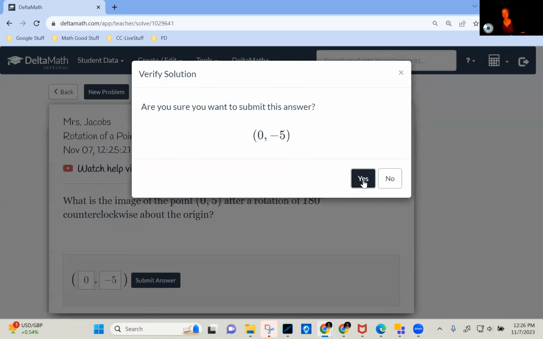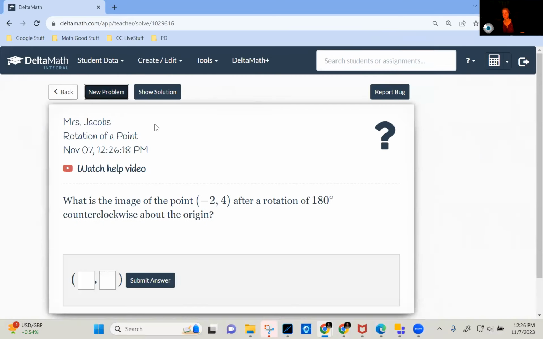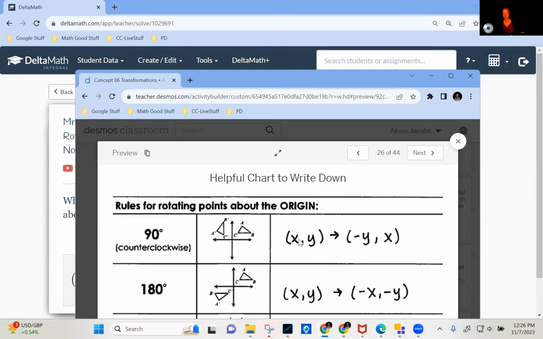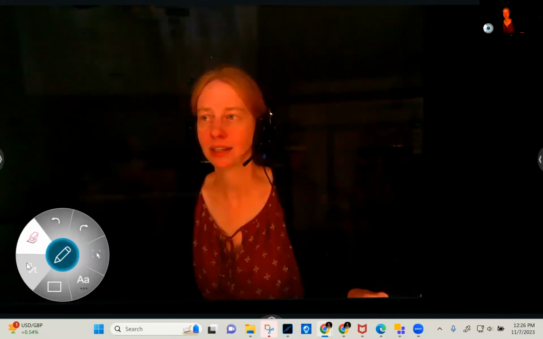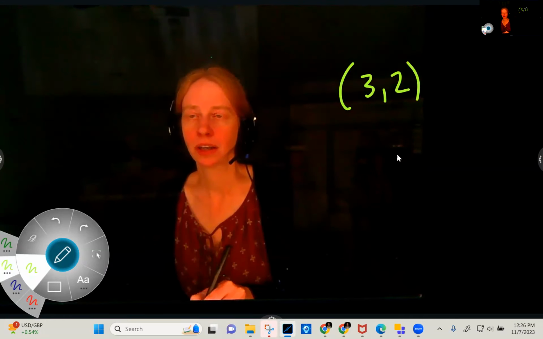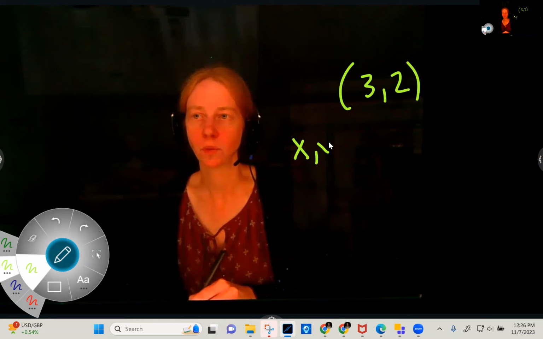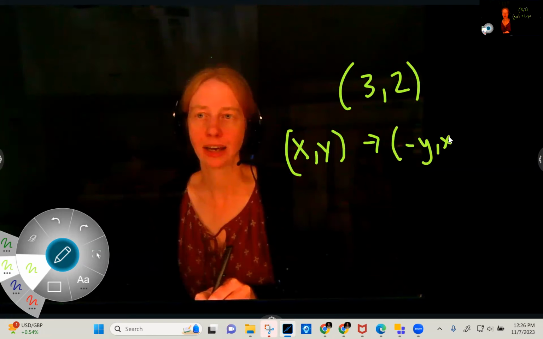So that's what you're doing on this. You're looking up the rule and you're changing it. Let's do one more. That's not 180. There we go. This one's 90 degrees. The other thing that's interesting is you have (x, y) and then (negative y, x). So let me write that down as what this problem says. It says we're going to do the point (3, 2) at a 90 degree rotation. And so our rule is that (x, y) becomes (negative y, x).